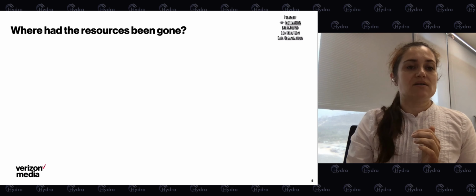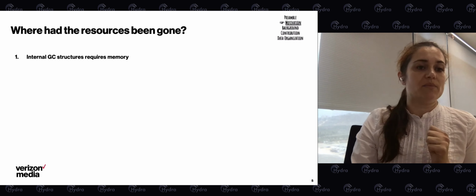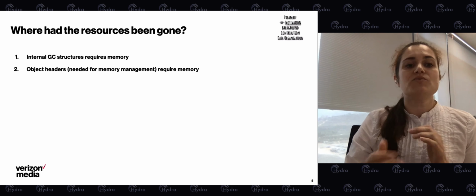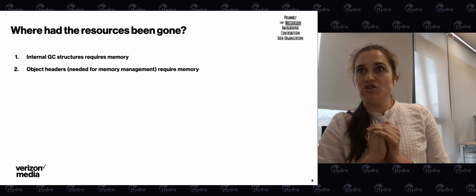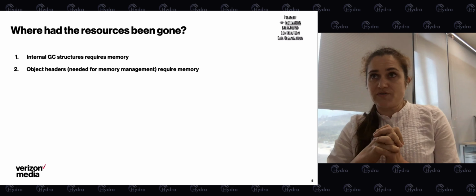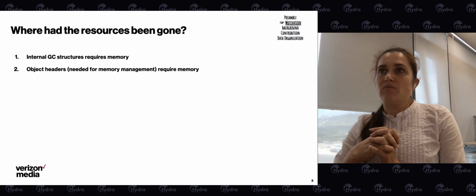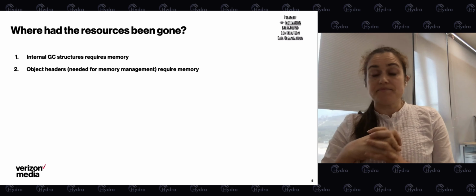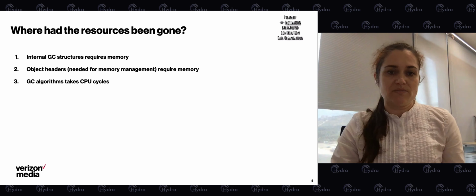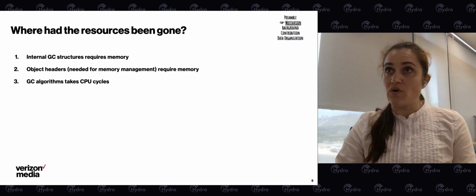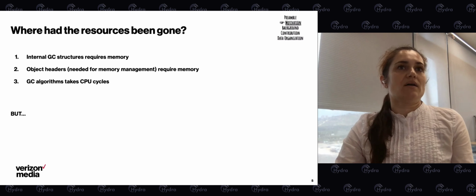Okay. So again, I'm going to say that the GC structures are requiring memory, and object headers are heavily using your memory. Maybe you're of course familiar with that. Each Java object has about 24, maybe more bytes of header. Okay. And of course, as you also know, GC algorithms take CPU cycles. Therefore, you saw the degradation of the throughput.